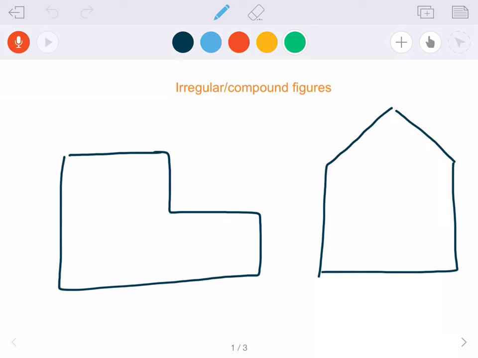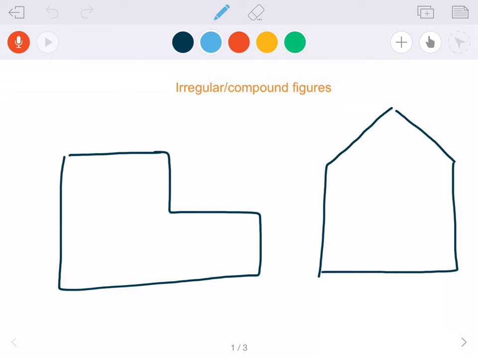Hi everyone. Today's lesson we're going to be working on irregular/compound figures, and all that means is we're taking shapes that are known shapes like a rectangle or a triangle, and we're putting them together to form something different.